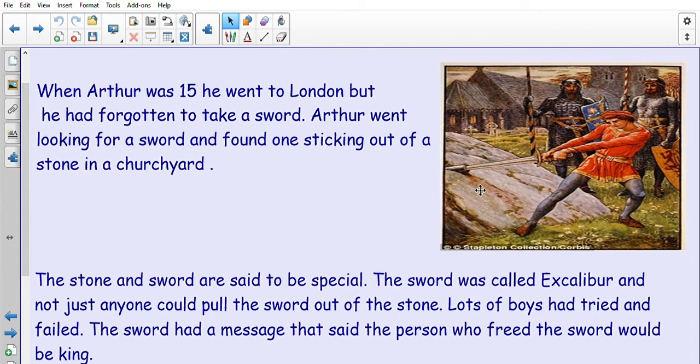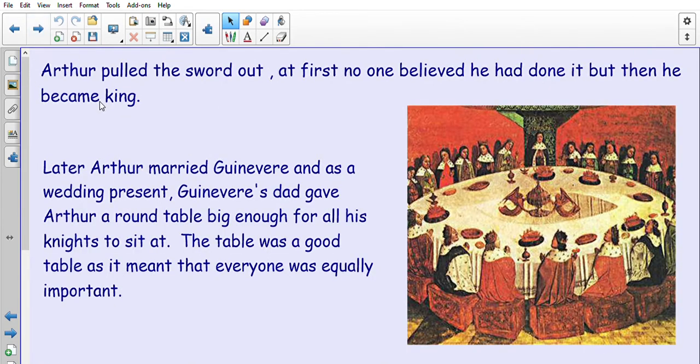Lots of boys had tried and failed. The sword had a message that said that the person who freed the sword would be king. Arthur pulled out the sword. At first, no one believed he had done it, but then he became king.